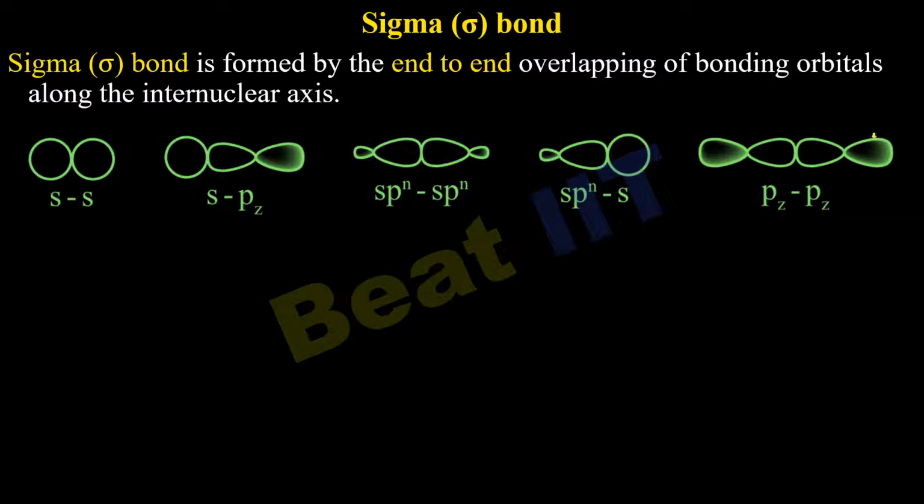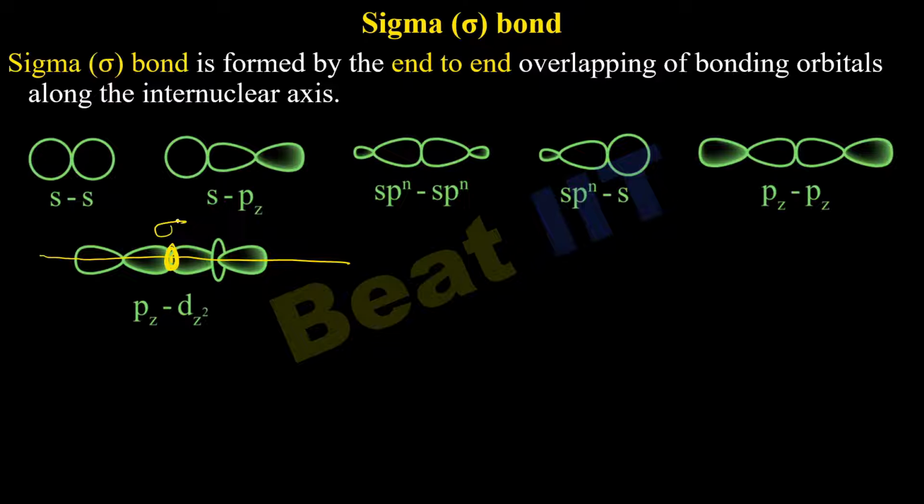Another possibility, both are pz orbitals. They will be along the z-axis, that is internuclear axis. They will form sigma bond here by end-to-end overlapping. Another possibility, one is p orbital along z-axis and the other one is a d orbital. But this d orbital is dz square, and dz square is along z-axis. It means both will be on internuclear axis and they will be overlapping by their ends. So again sigma bond is formed here.